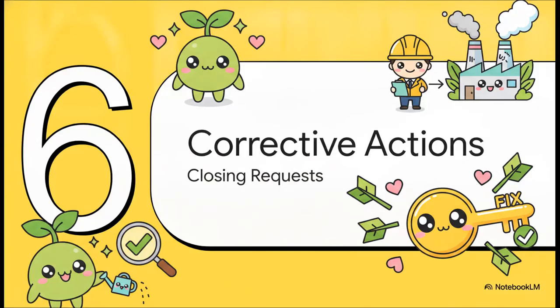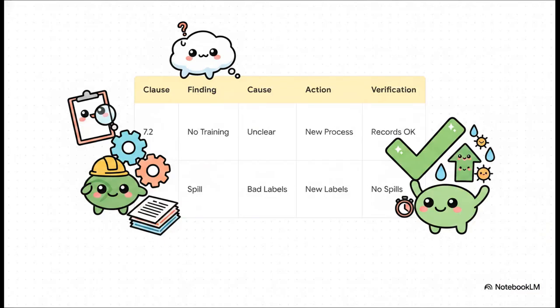And finally, Section 6, Closing Corrective Action Requests. We've reached the final rehabilitation step. In the ultimate audit trail, we track the ISO clause, the finding, the root cause, and the corrective action taken. But the final critical piece of the puzzle is the verification of effectiveness. Listen, a finding is never officially closed just because someone wrote a new procedure. It is only closed when there is measurable performance data proving the fix actually worked.